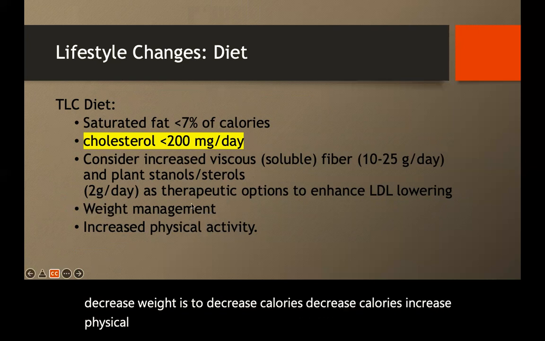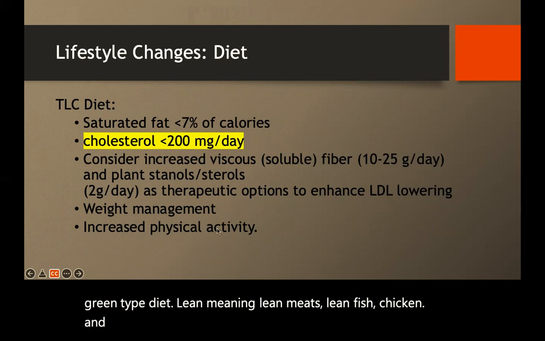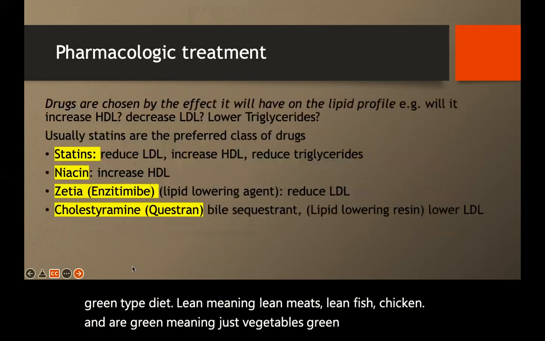You want to encourage a lean and green type diet. Lean meaning lean meats, lean like fish, chicken, and green meaning just vegetables, green vegetables specifically.